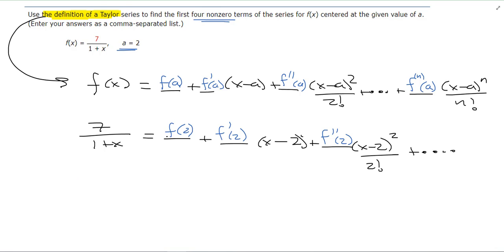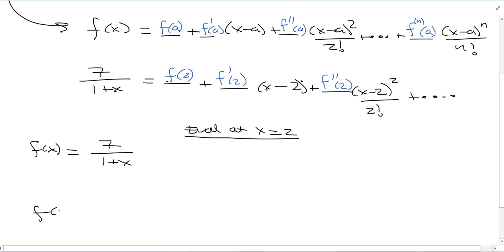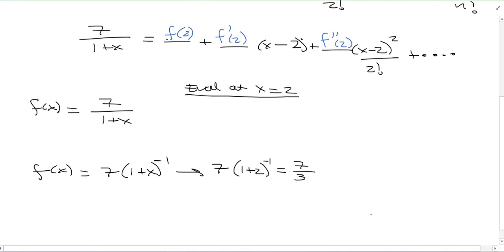All right, so then I'm going to start taking derivatives, because in order to fill in my blanks, I need derivatives. I know that f of x is 7 over 1 plus x, and we're going to be evaluating it at x equals 2, our center. Let me rewrite it as 7 times 1 plus x to the minus 1, since I know I'm going to have to take the derivative. So evaluating it at 2, what do I get? This is 7 times 1 plus 2 to the negative 1, which is really 7/3, right? This is 3 to the minus 1, which is really 1/3.